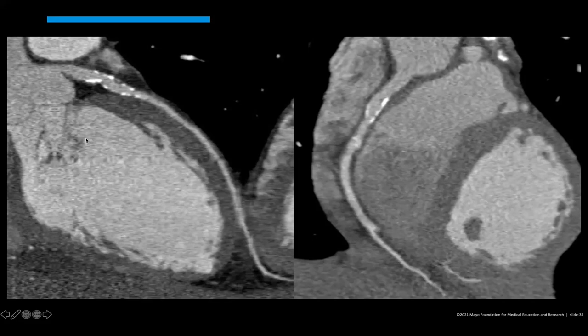This is kind of like a two-chamber view, or an LVOT view of the left ventricle. This is the anterior wall. The inferior wall is over here. Here's the apex. And so the vessel that's going over the anterior wall of the left ventricle is the left anterior descending artery. Now, if we look at the image on the right, here is the left ventricle with the papillary muscles. Here is the interventricular septum.